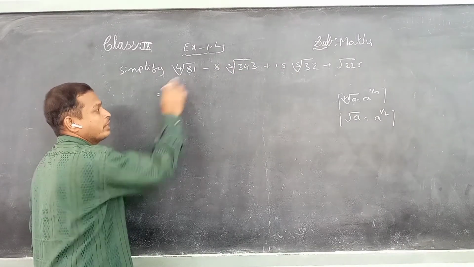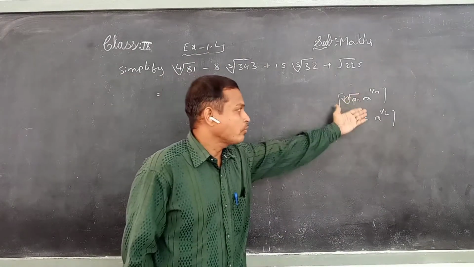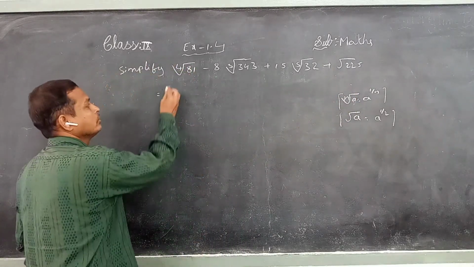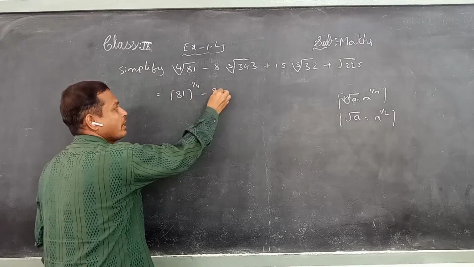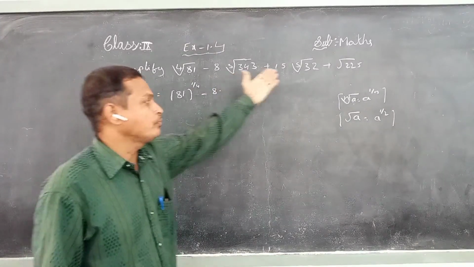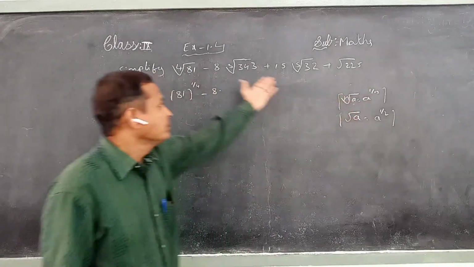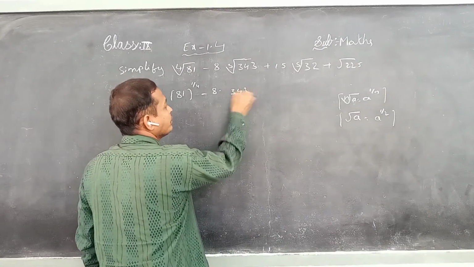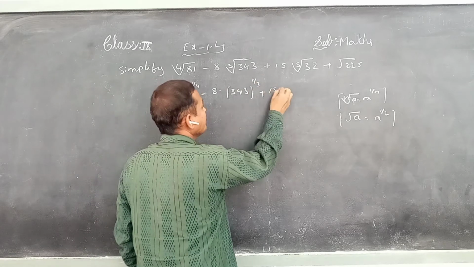So simplify that. Children, listen carefully. 4th root 81 is in the form of nth root a. What is the formula now? A power 1 by n. But which is the a place value? 81. So 81 whole power 1 by 4 minus 8 into. Next again this is in the form of nth root a. What is the form, children? A power 1 by n. So which is the a place value? 343. 343 whole power 1 by 3 plus, children, again 15 into.